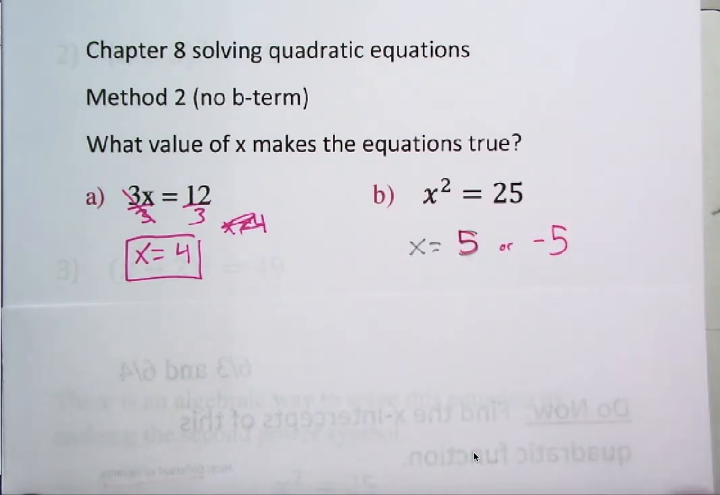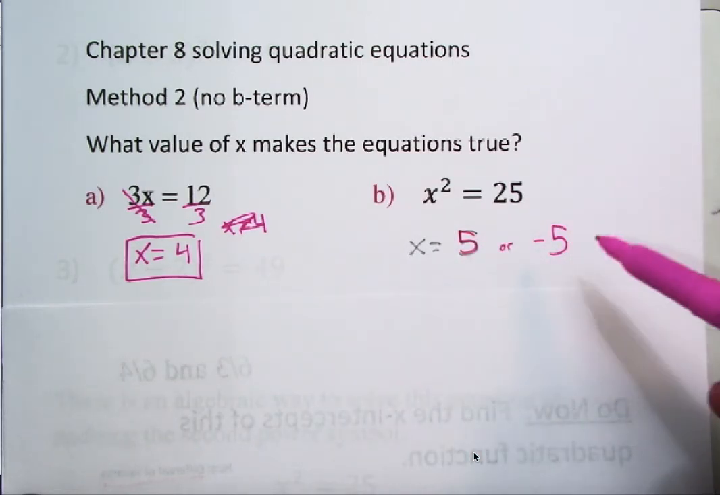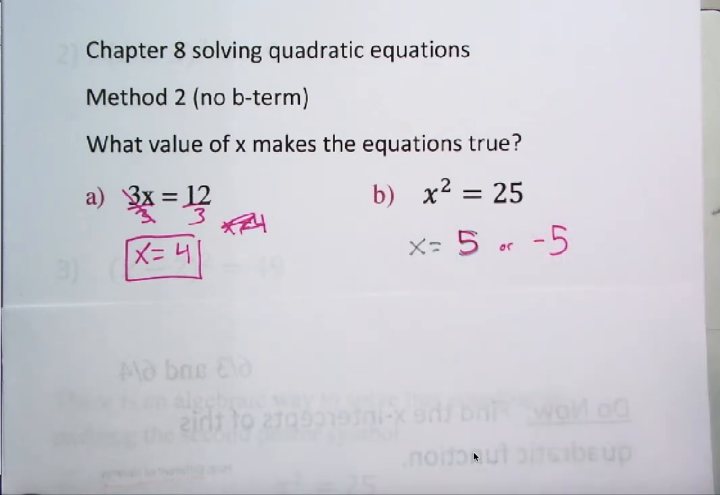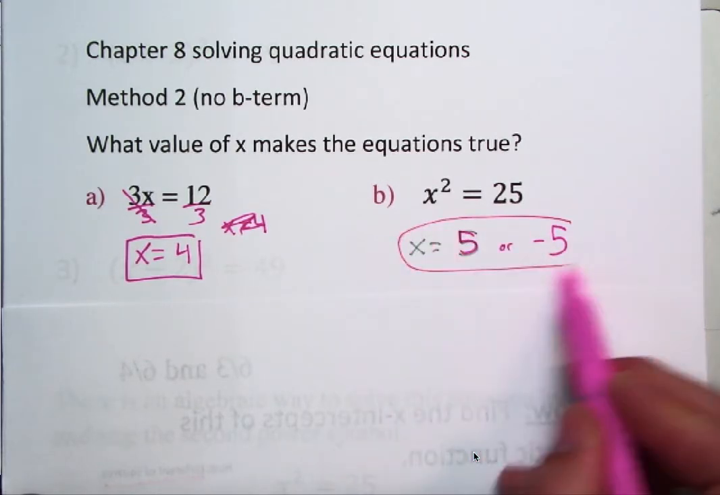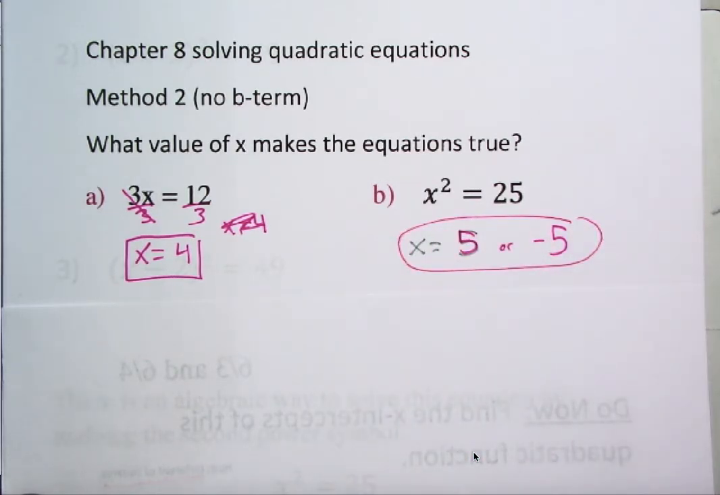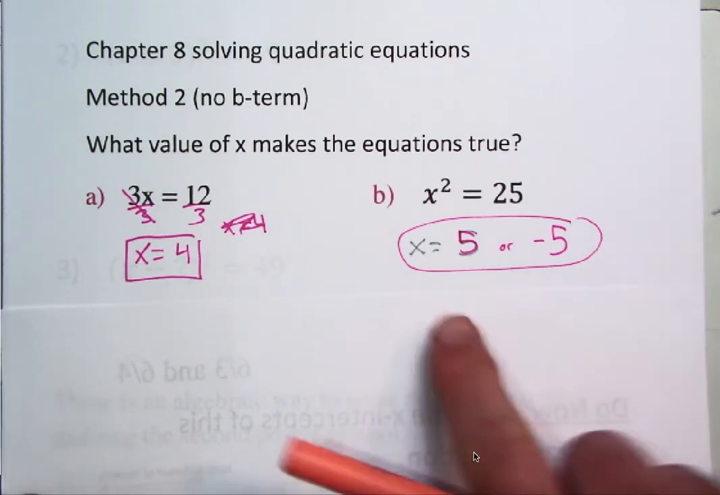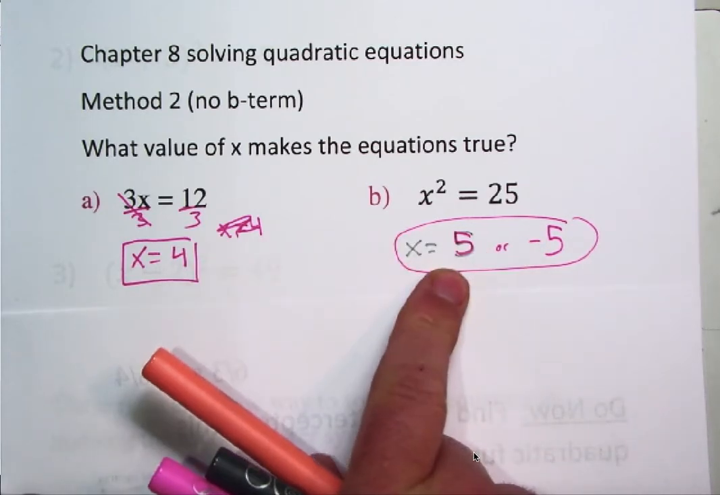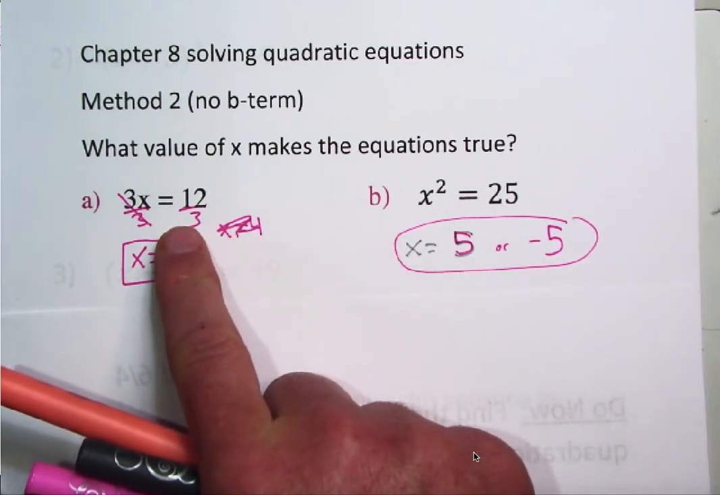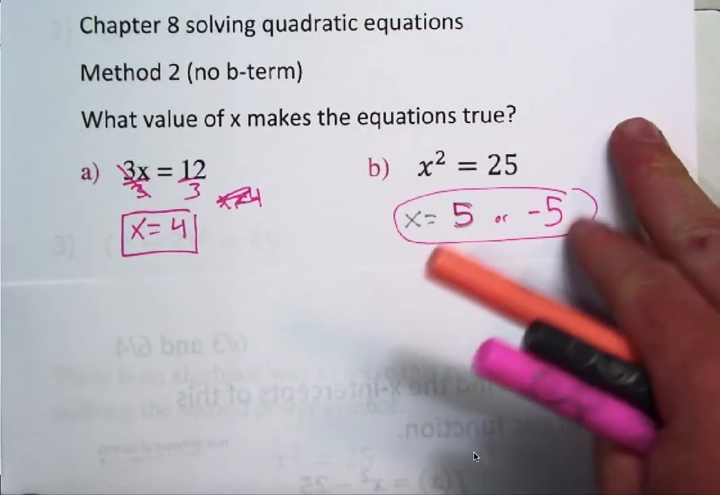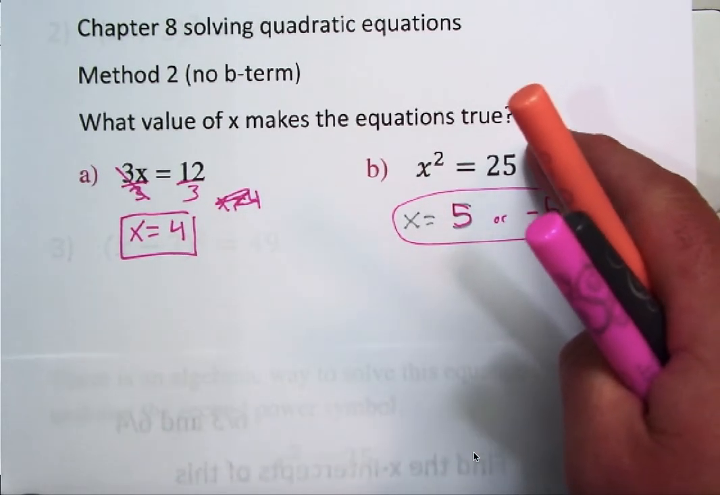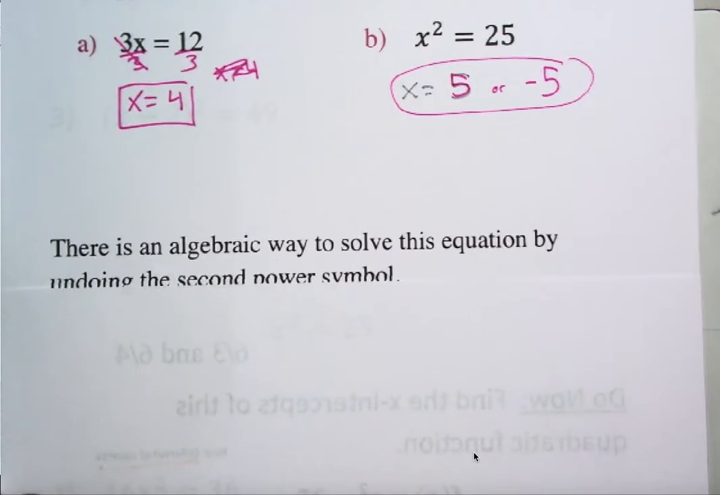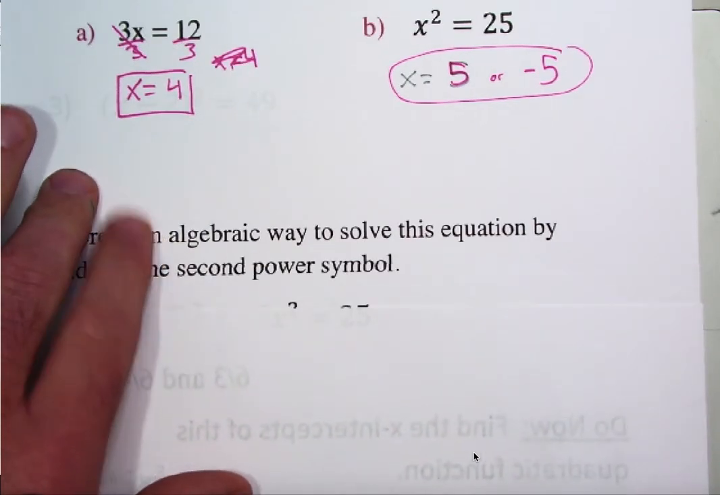And I'd be like, yes, why does negative 5 work? Well, negative 5 times negative 5 is 25, right? Because a negative times a negative is a positive. So this equation has 2 values that make it true, either 5 or negative 5. Sound good? Okay. So you could do both of these in your head, but notice how I also showed that you can do something to both sides here. But we didn't do it here, right? Well, there's actually an algebraic way to solve that equation by undoing the second power symbol.